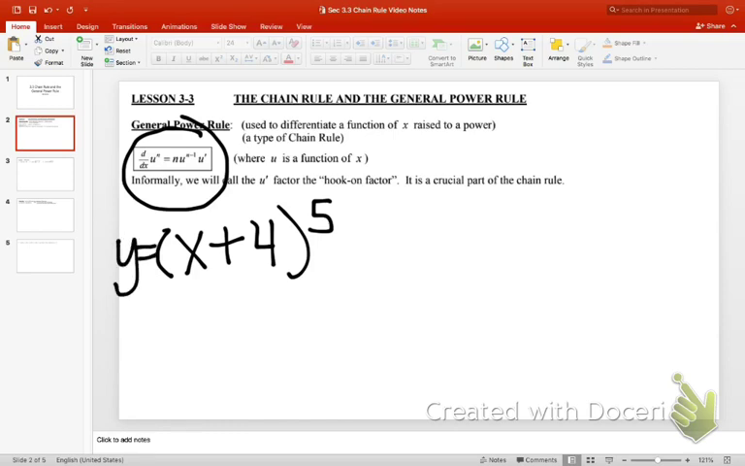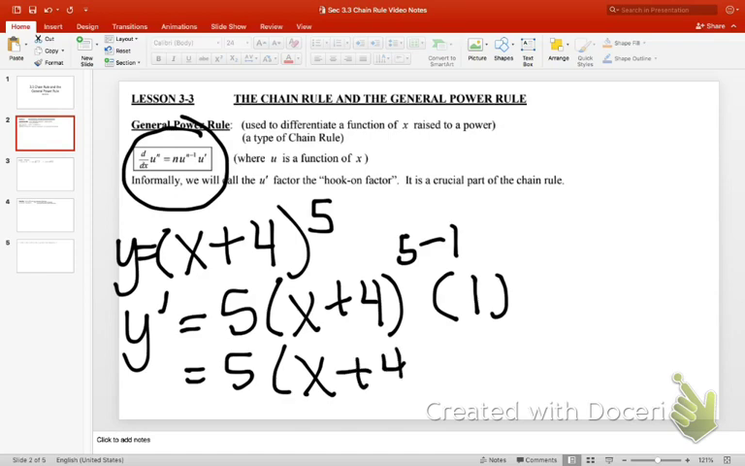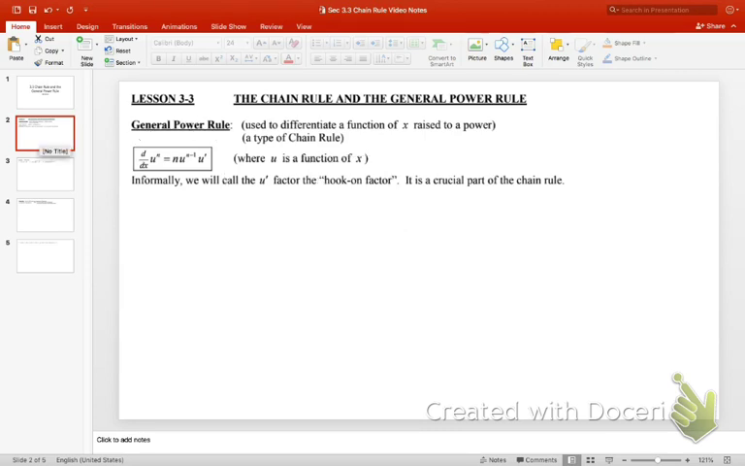So if this is my y equals, y prime would be bringing that power in front. We leave the inside like it is, power minus 1, derivative of the inside. And simplify, we get 5 times (x plus 4) to the 4th. Anytime you see anything other than just a plain old x raised to a power, we apply this general power rule. So we're essentially hooking on the derivative of the inside to our power rule. All right, let's see some examples.